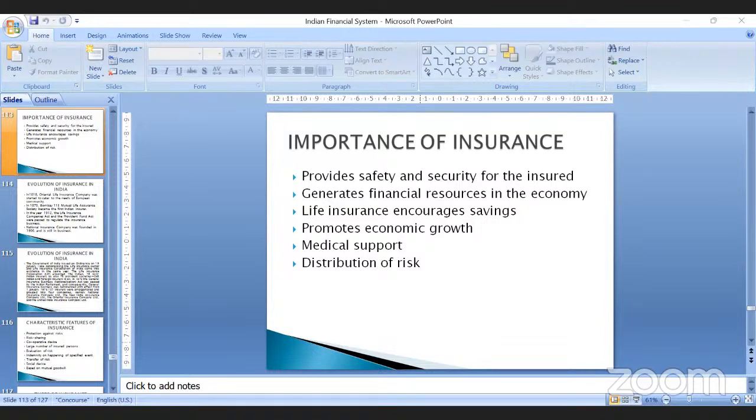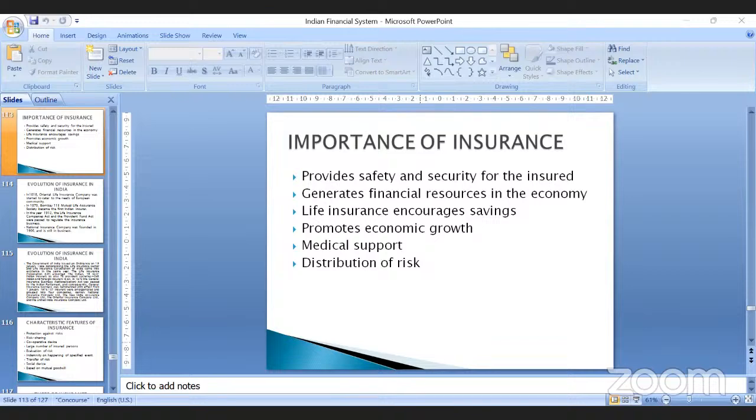And distribution of risk. Insurance also helps you in distributing your risk. It is not one person who is taking up all the risk. The insurance company is also not taking the entire risk upon themselves. They're spreading it among a large number of people. Because a large number of people buy insurance policies and pay premiums, loss does not happen to every policyholder, right? Loss occurs only to very few, and that loss is covered from all the policyholders. So it is a risk management technique in which risk is shared among a group of individuals.